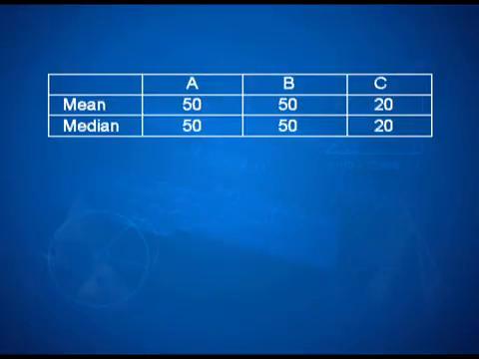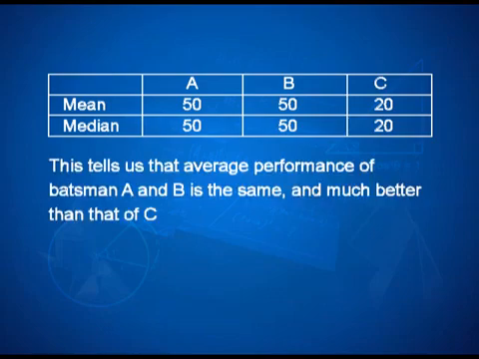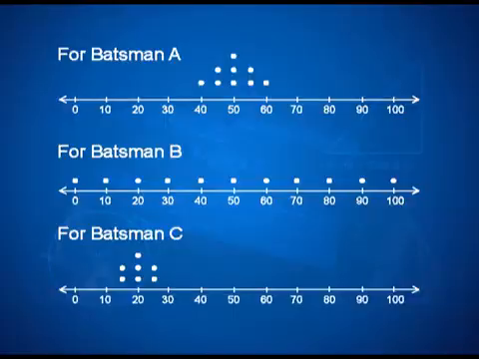The mean and median for this data are: for A, B and C, the mean and median are as follows: 50, 50, 20 and 50, 50, 20. This tells us that average performance of batsman A and B is the same and much better than that of C, but this is only part of the story. Now, let us plot the scores as dots on a number line.